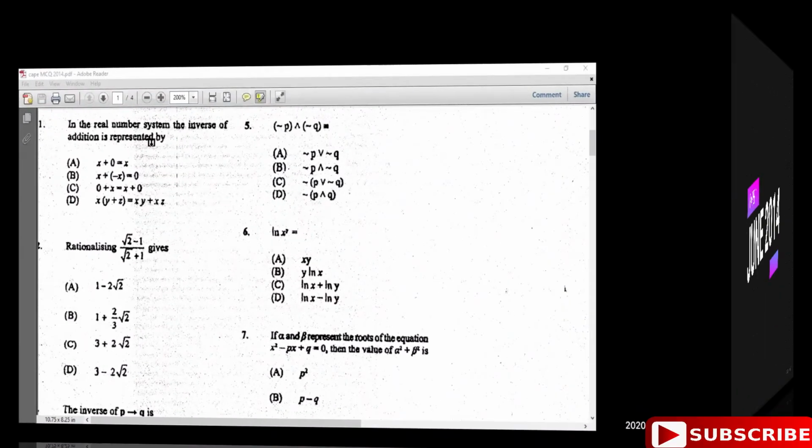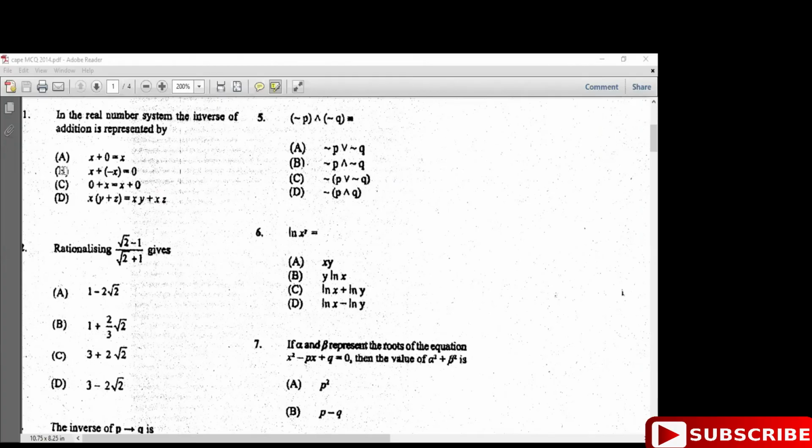The inverse of addition is represented by, that one is B. This is a repeat question that is frequent in almost every year's paper. This is 2014.